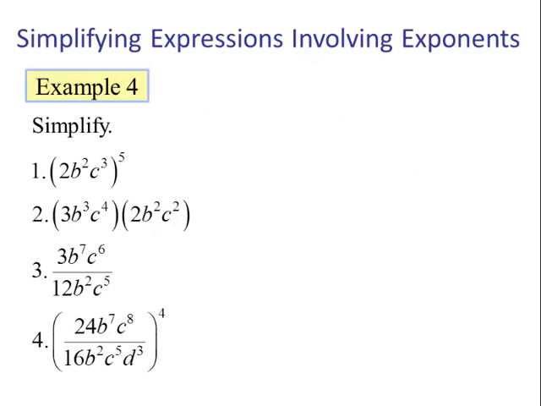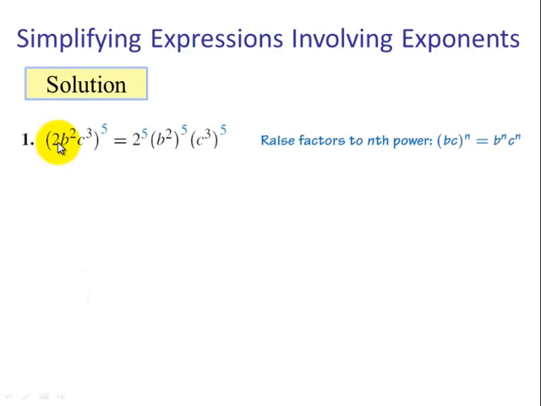Example 4. Simplify, and we have 4 problems. We will simplify each of these problems using the properties of exponents that we saw in the previous video. Let's begin with number 1. We have a base of 2, a base of b, and a base of c, and all this is being raised to the 5th power. Our first step is to multiply every power for each base by 5.